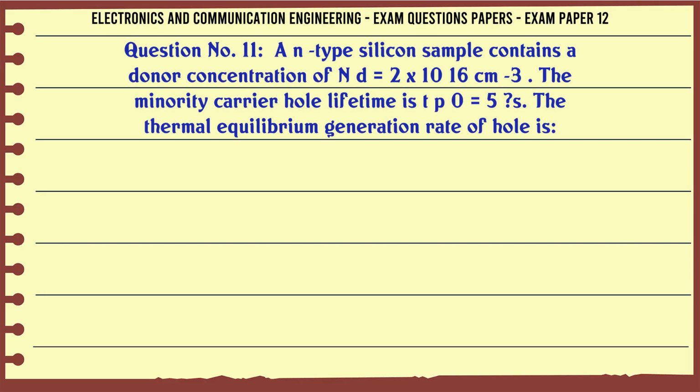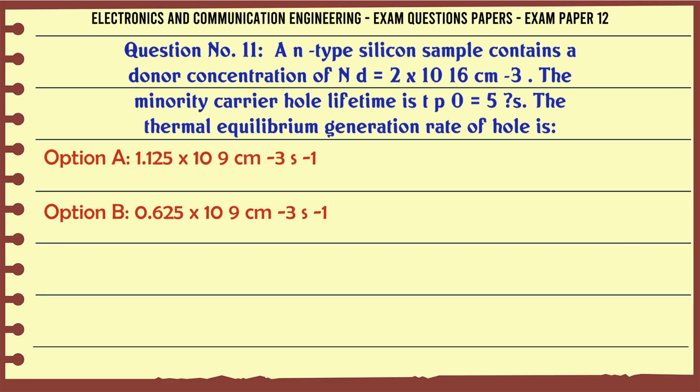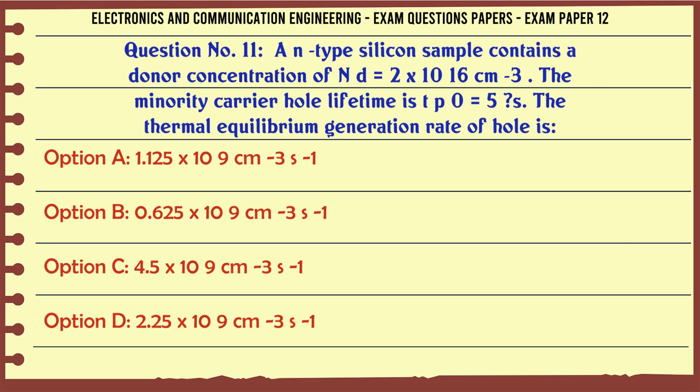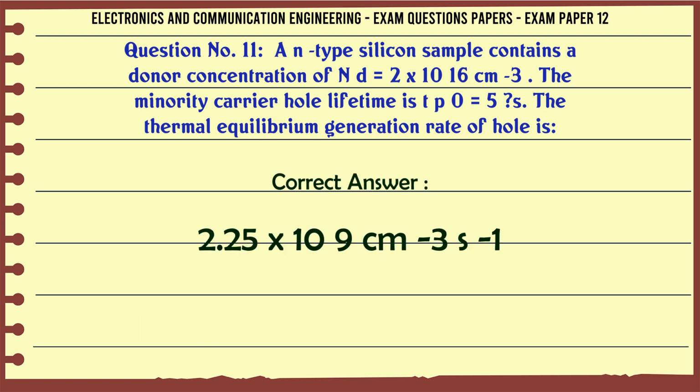A N-type silicon sample contains a donor concentration of Nd2 x 1016 cm 3. The minority carrier hole lifetime is Tp05s. The thermal equilibrium generation rate of hole is A 1.125 x 109 cm 3s1, B 0.625 x 109 cm 3s1, C 4.5 x 109 cm 3s1, D 2.25 x 109 cm 3s1. The correct answer is 2.25 x 109 cm 3s1.